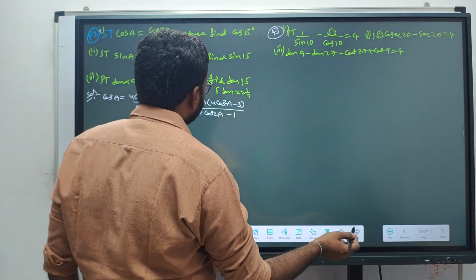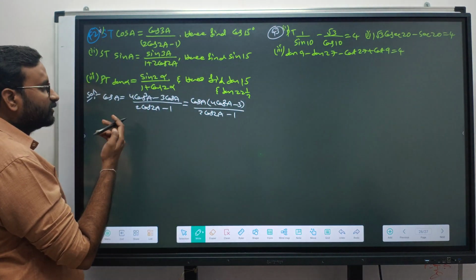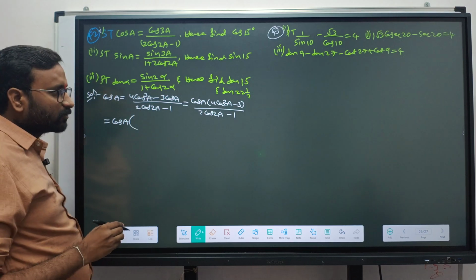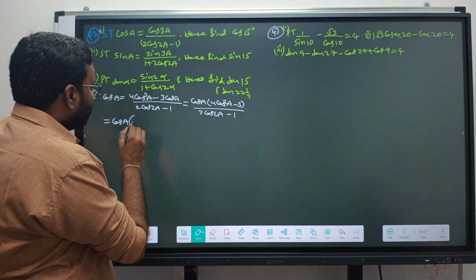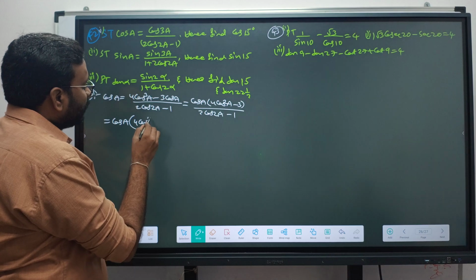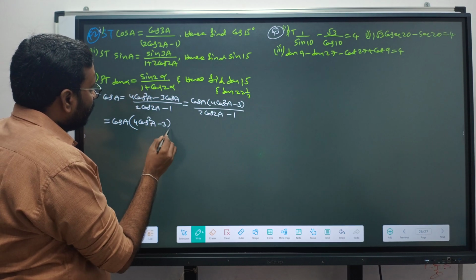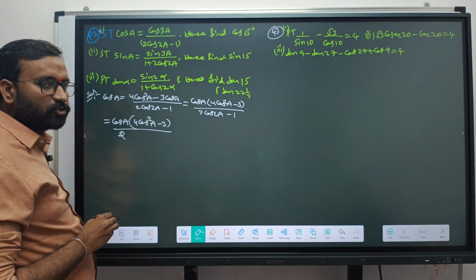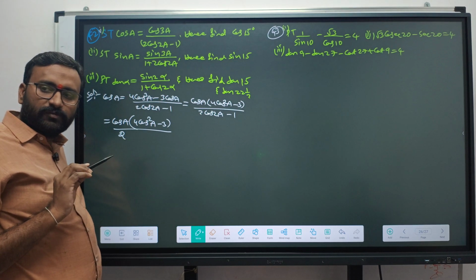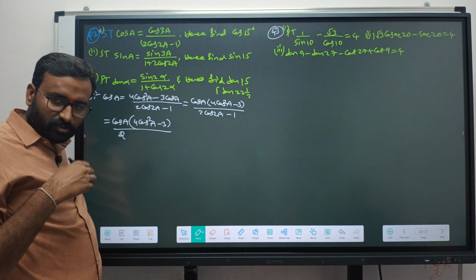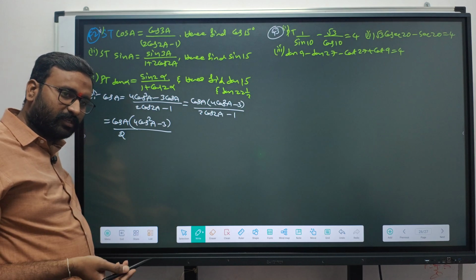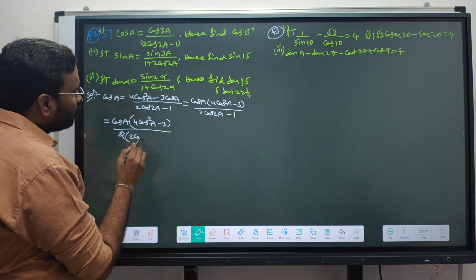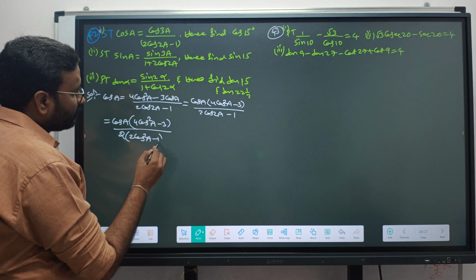So now by using trigonometry formulas, this is equal to cos A into 4 cos square A minus 3, by the cos 2 theta formula. Cos 2 theta is 2 cos square theta minus 1, or 1 minus 2 sin square theta, or cos square theta minus sin square theta. In terms of tan also. Since the numerator is in terms of cos, that's why I am writing 2 cos square A minus 1.